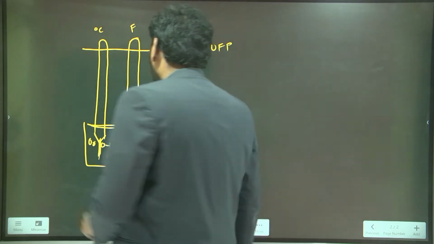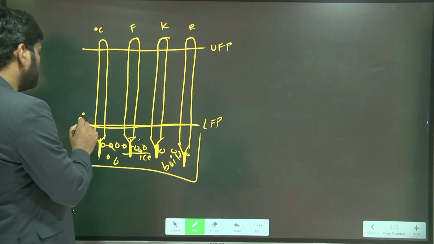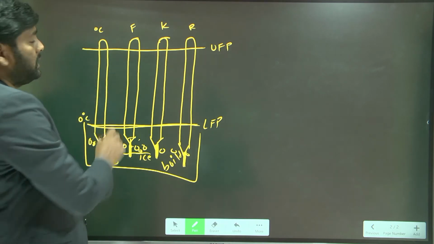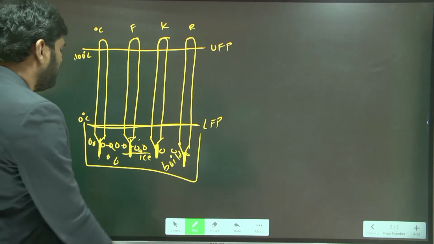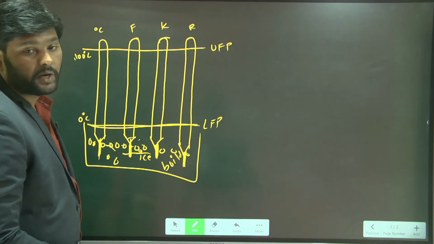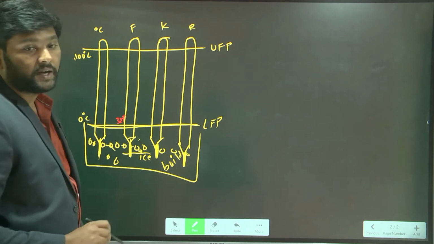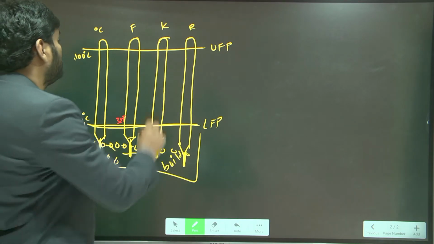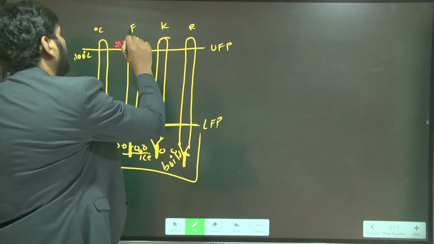Understand? For the Celsius scale, the lower fixed point is 0 degrees Celsius. What is the upper fixed point for the Celsius scale? 100 degrees Celsius. Similarly, what is the lower fixed point for Fahrenheit? Very good, 32 Fahrenheit is the lower fixed point for Fahrenheit. Now in the same way, what is the upper fixed point? 212 Fahrenheit is the upper fixed point.